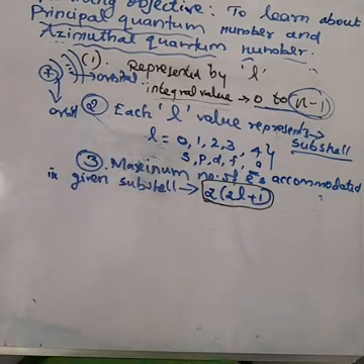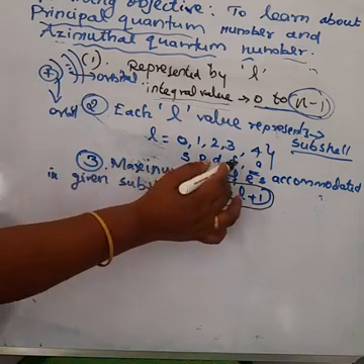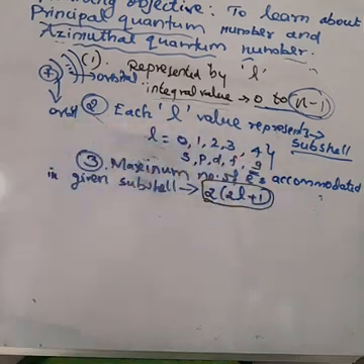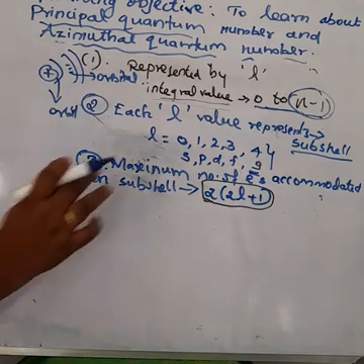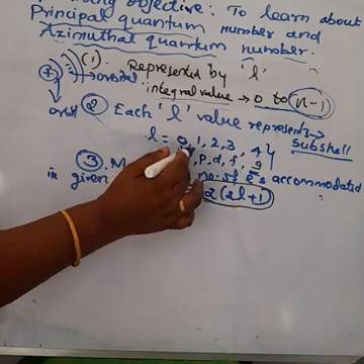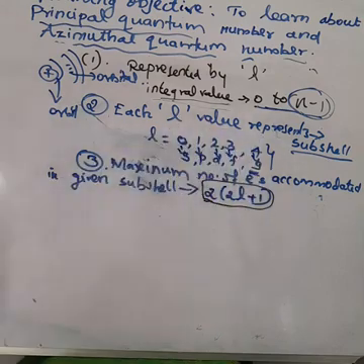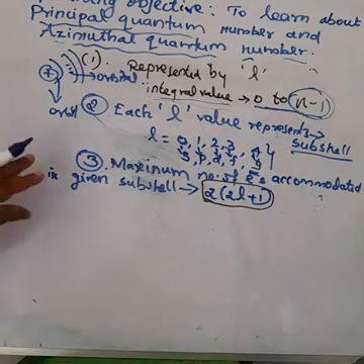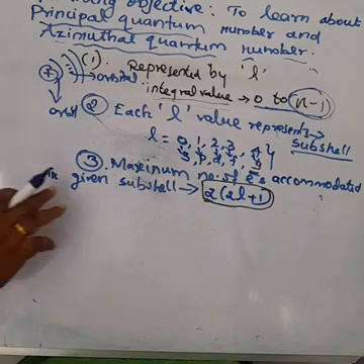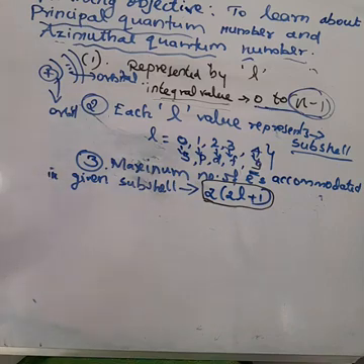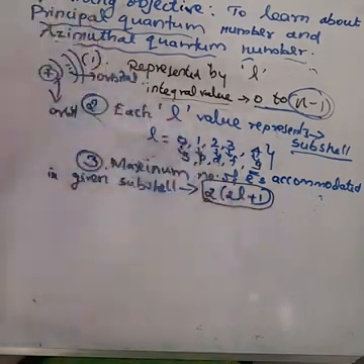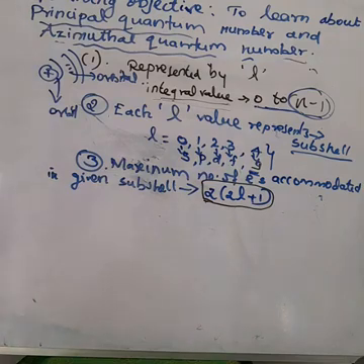Subshell means S, P, D, F and G. What is the value of L? Integral value of L means 0, 1, 2, 3. 0 means S subshell, 1 means P subshell, 2 means D subshell, 3 means F subshell, 4 means G subshell. How many electrons can we accommodate in each subshell? That is given by a formula. What is the formula? 2 into 2L plus 1.